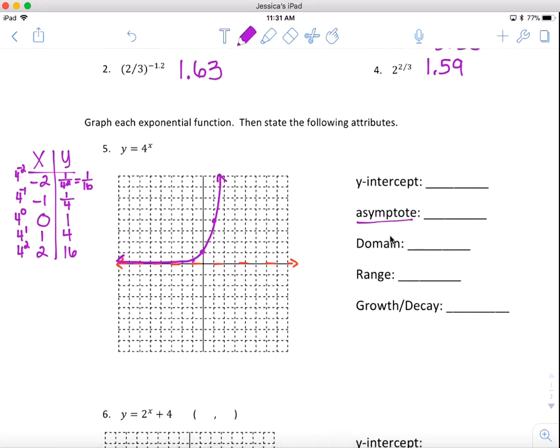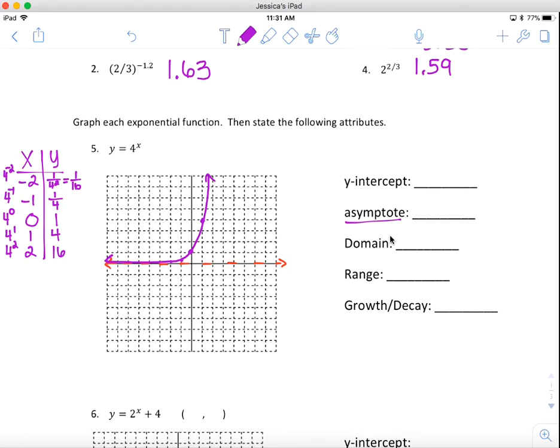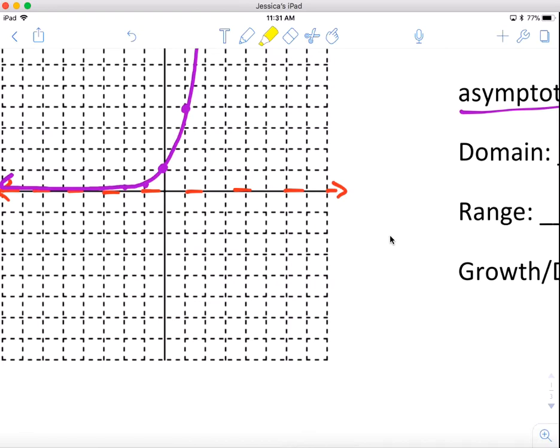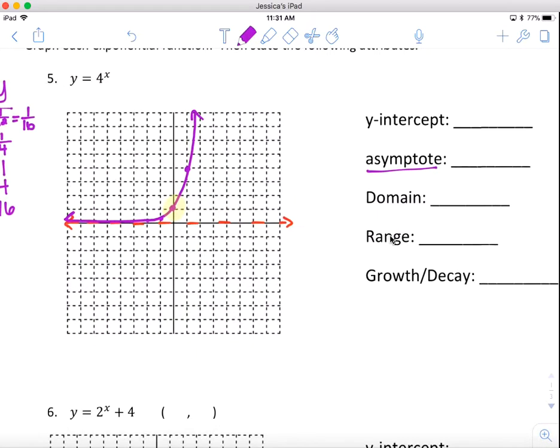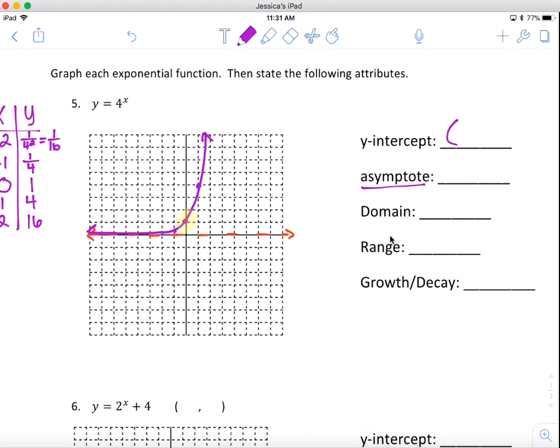So let's talk about the blanks to the right of this. Your y-intercept is like it's been all year. It's where it crosses the y-axis. So for this problem, our y-intercept is 0, 1. The asymptote is what we just talked about. It's the line that you cannot cross. So in this case, the line we cannot cross is our x-axis.